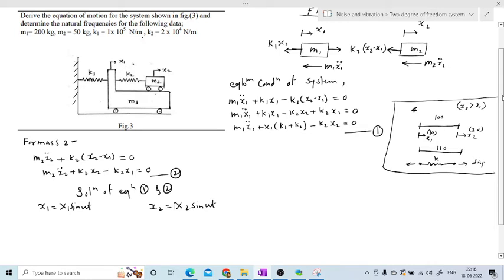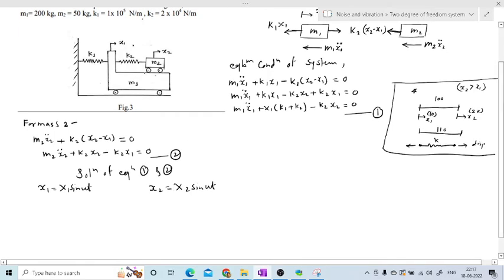So if we have two displacements, then we have two solutions, x1 and x2. Now we know x1, x2, which is the solution, but in this equation we require x1 double dot and x2 double dot, that is the second differentiation of this displacement. So I am going to differentiate this x1.